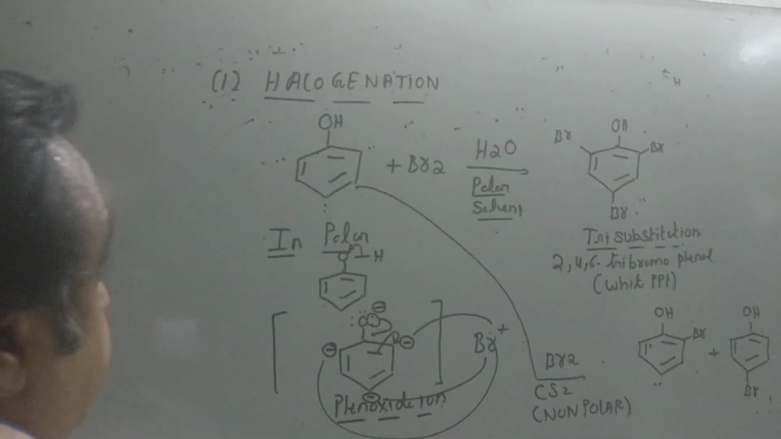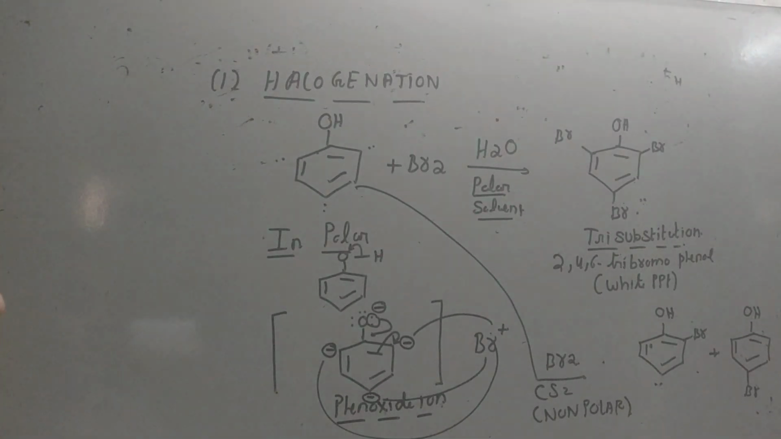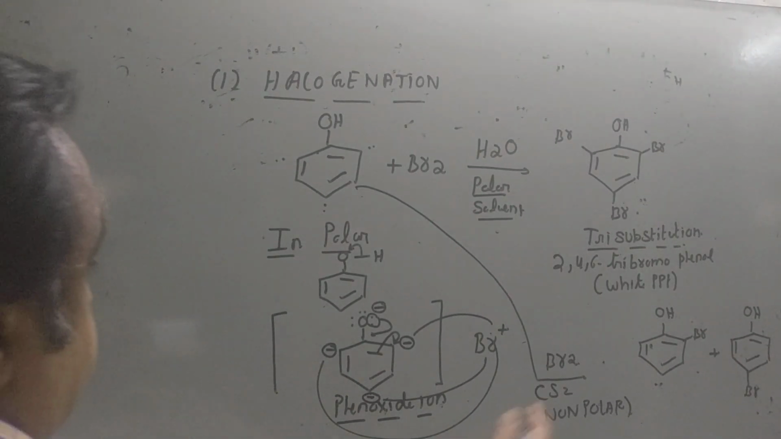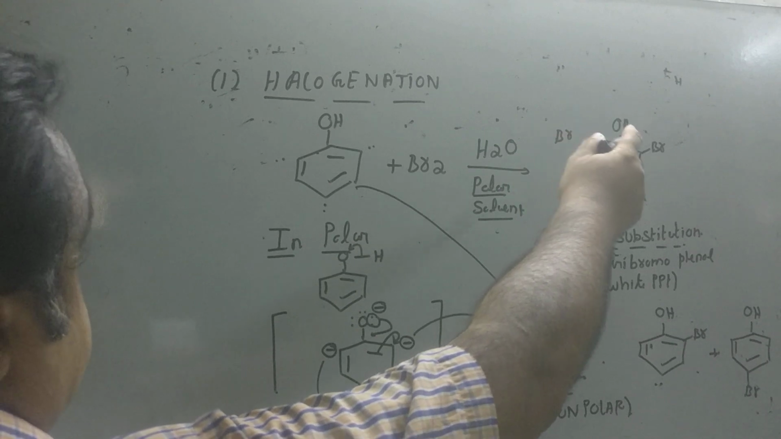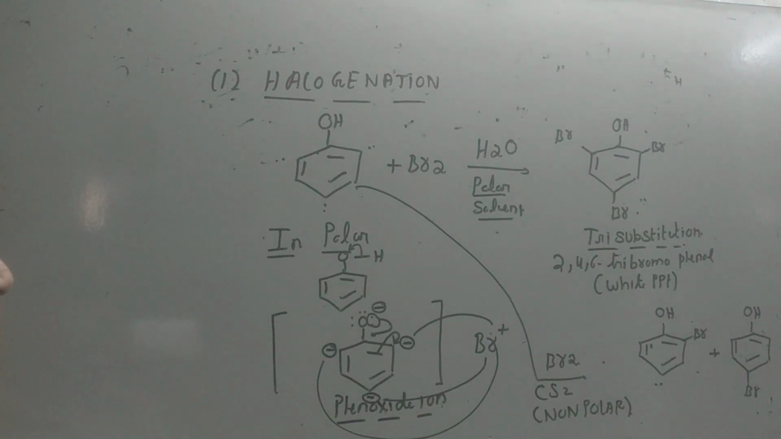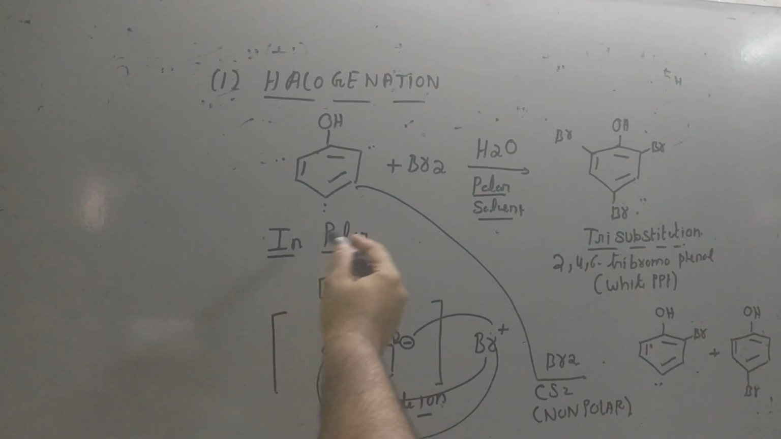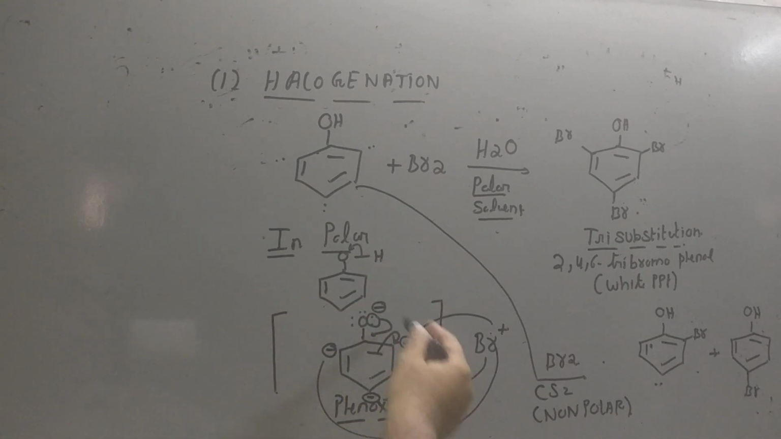So in the presence of a polar solvent, we get the tri-substituted product, and if you do the same reaction in the non-polar solvent, we get the mixture of ortho and para product. And just to repeat, why in the polar solvent are we getting all the 3 positions attacked by Br+ simultaneously? Because in the polar solvent, phenol is present as phenoxide ion.